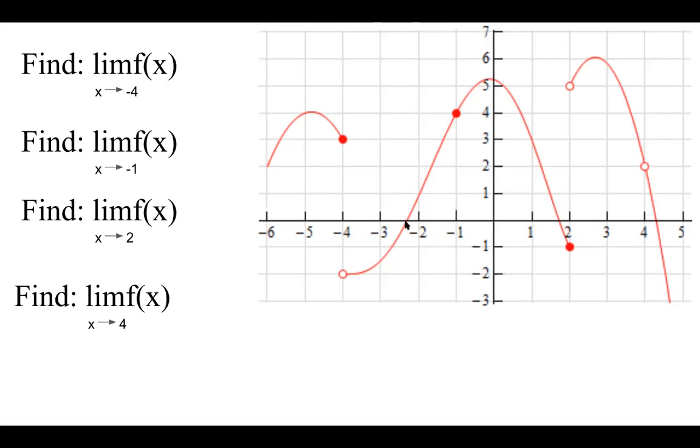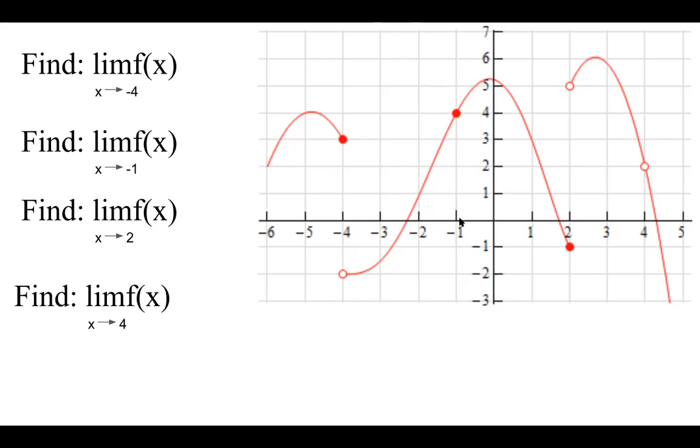And as we are coming to -4 from the right, we're getting closer and closer to -2. So notice how the limit on the left is not equal to the limit on the right. So that means that the limit of f of x as x approaches -4 does not exist. And we can write this as DNE, because if the left-hand side is not equal to the right-hand side, the limit doesn't exist.